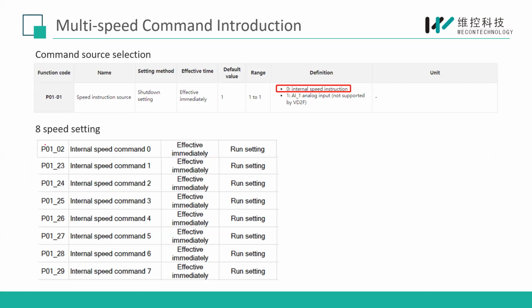So please refer to this table for the function codes to set the speed, from P0102 to P0129. Our servo can store eight segments of speed commands, and the speed of each segment can be set individually.